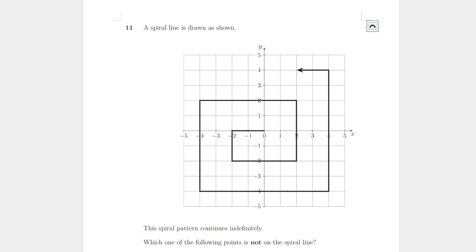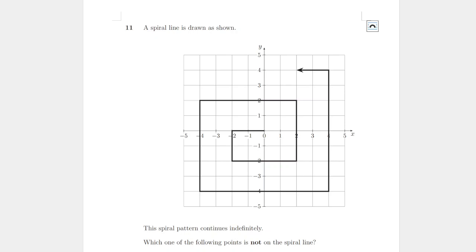All right, marching on. Question 11. A spiral line is drawn as shown. Okay, so you start from the origin and you go anti-clockwise, all right? And every time you move 2 squares more, right? In some sense, the radius of the spiral keeps on increasing by 2 every single time.